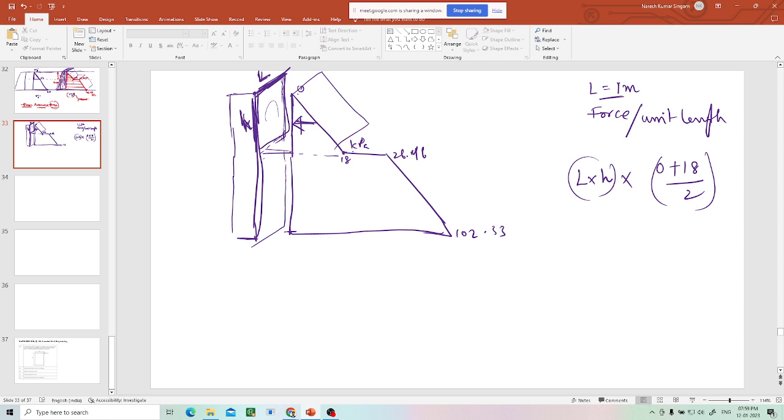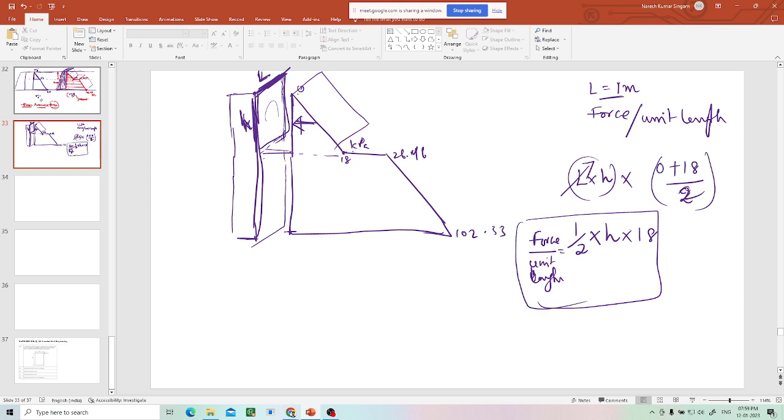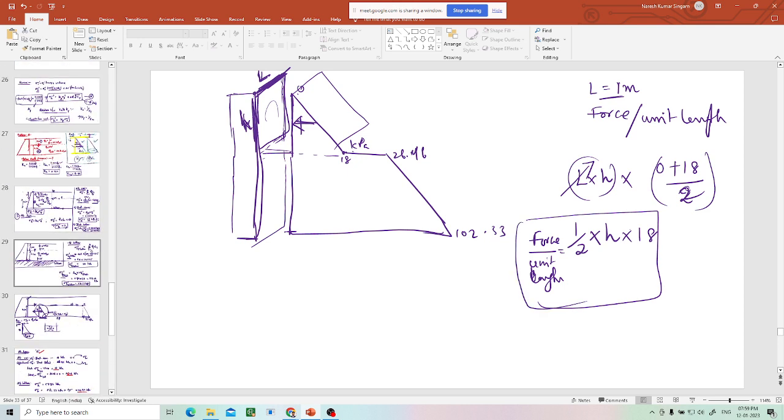Then I will remove L because L is 1 only. Now what are you understanding? Half multiplied by this, half is from here, multiplied by H. This is the force I am talking about. Force per unit length equals half multiplied by h into 0 plus 18, 18, right? If you see this diagram, where did I draw that?